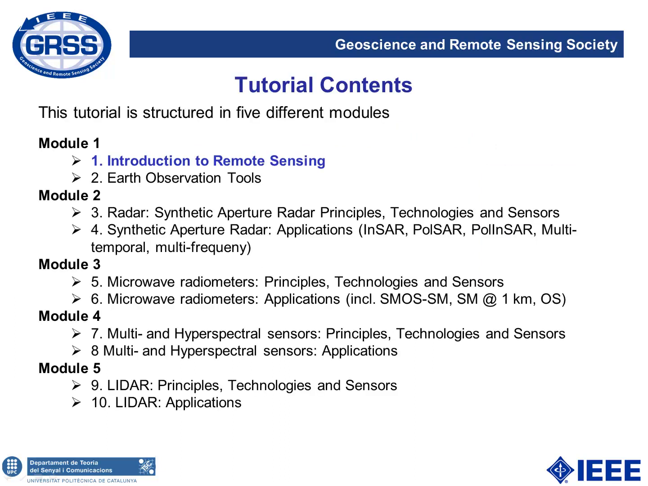This tutorial is organized in 5 modules, each one containing 2 chapters. In this way, this introduction chapter is part of the first module, together with the Earth Observation Tools chapter. The following modules address different types of sensors and their applications: synthetic aperture radars, microwave radiometers, multi- and hyperspectral sensors, and LiDARs. This course is intended mainly for graduate students with a basic background in physics, mathematics, or engineering. It contains references to bibliographic sources, allowing you to complement the lessons.